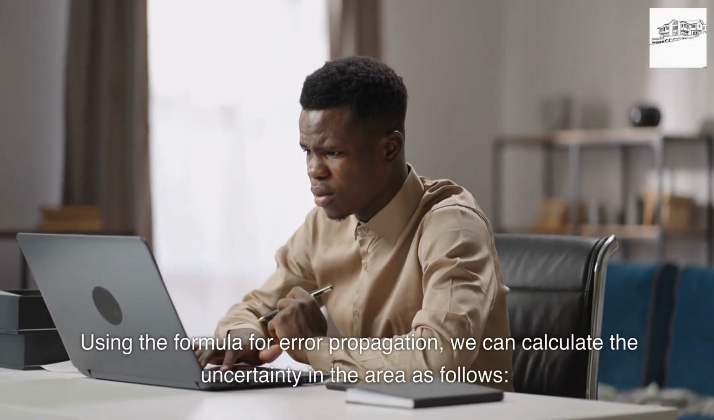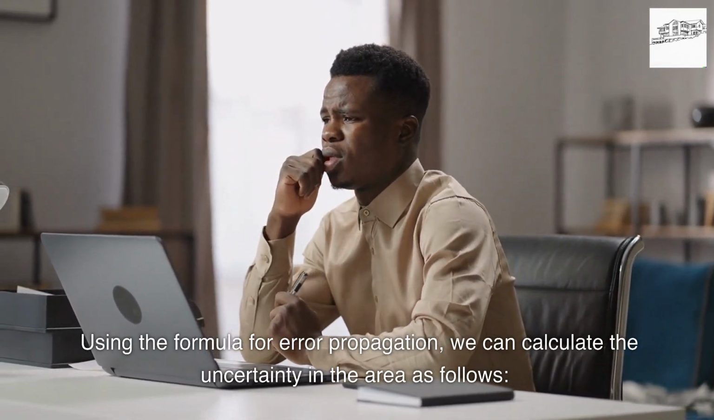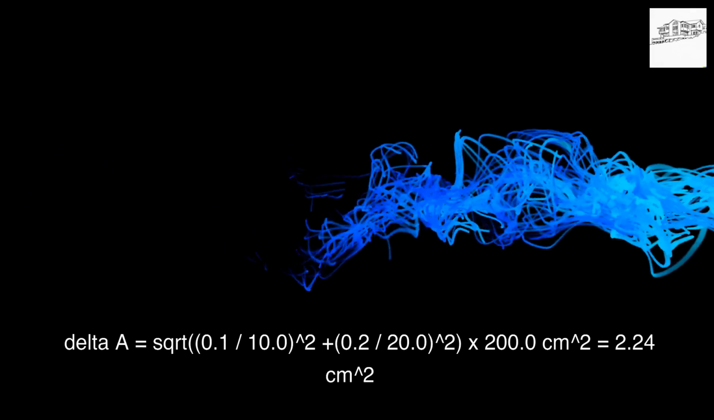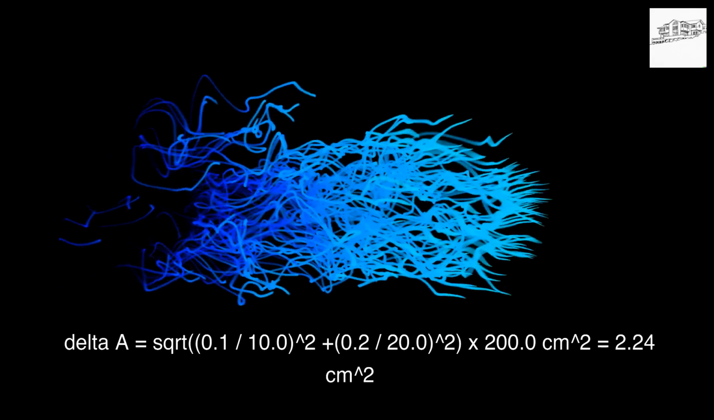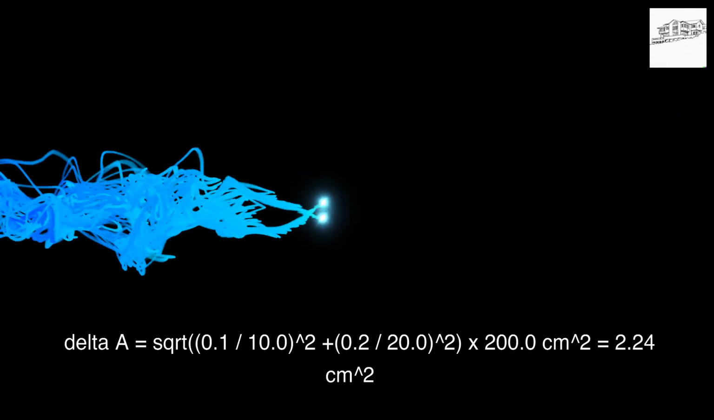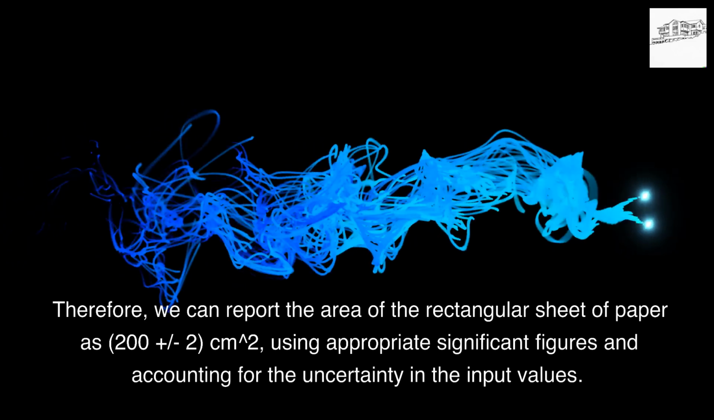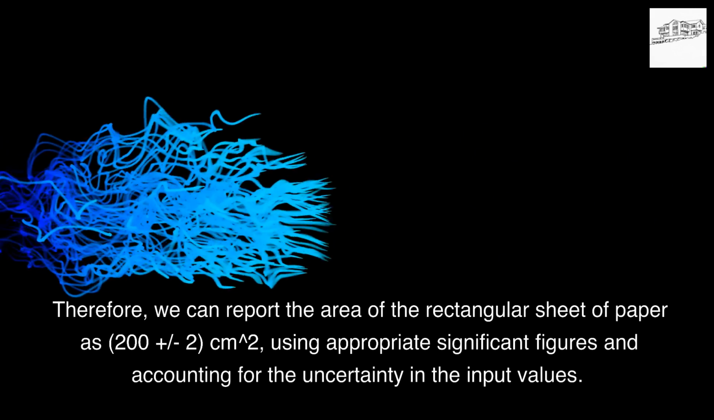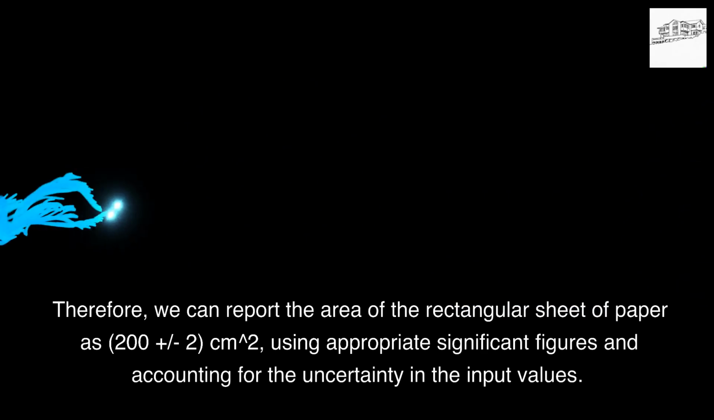Using the formula for error propagation, we can calculate the uncertainty in the area as follows. Delta A = sqrt((0.1/10.0)² + (0.2/20.0)²) × 200.0 square centimeters = 2.24 square centimeters. Therefore, we can report the area of the rectangular sheet of paper as 200 ± 2 square centimeters, using appropriate significant figures and accounting for the uncertainty in the input values.